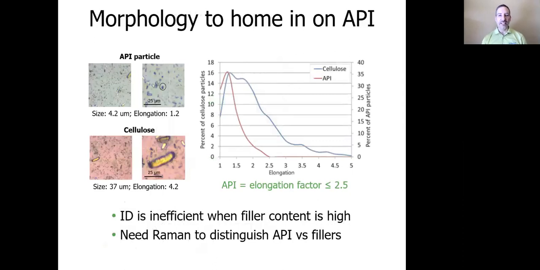So from characterizing the API and the filler material cellulose, you could see that there's a distinction between the two. So the API particles are generally smaller, about 4 microns in size.